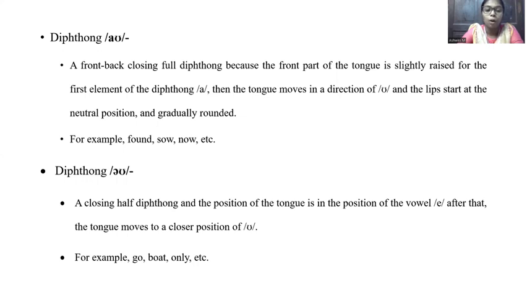And the fifth diphthong, o, is a closing half diphthong, and the position of the tongue starts at the position of the vowel a. After that, the tongue moves to a closer position of oo. For example, go, boat, only, etc.